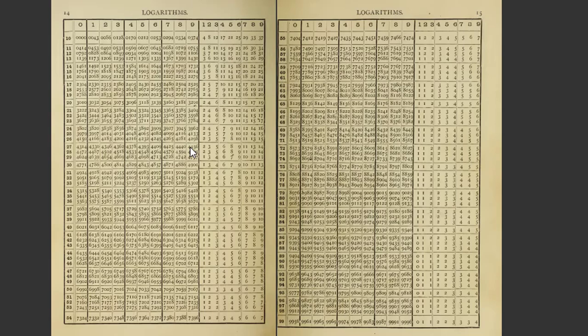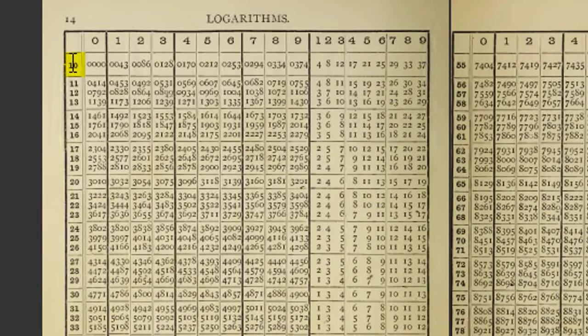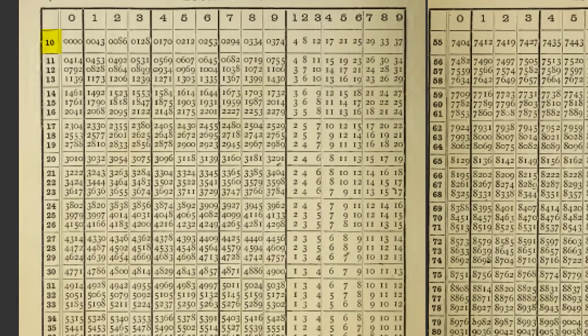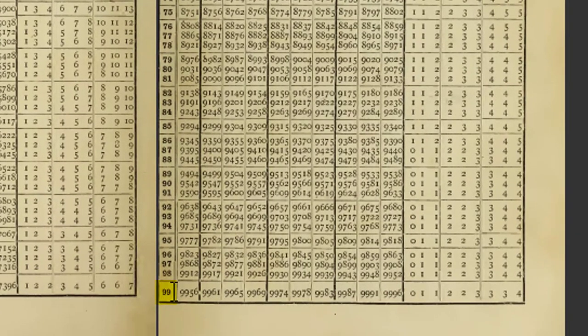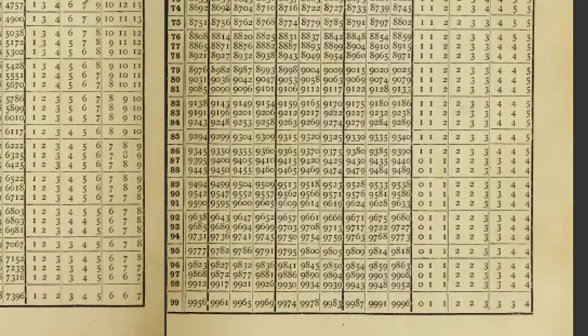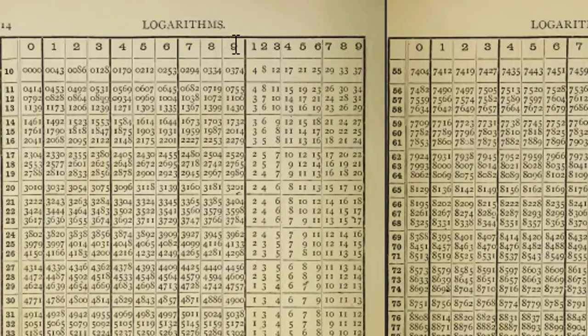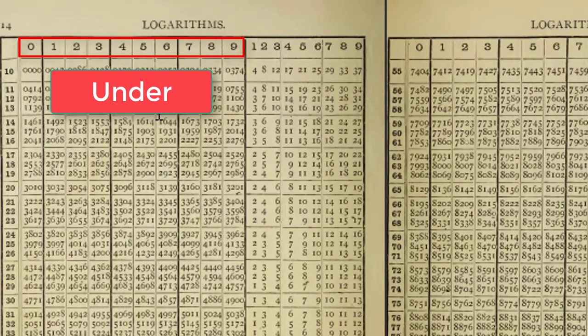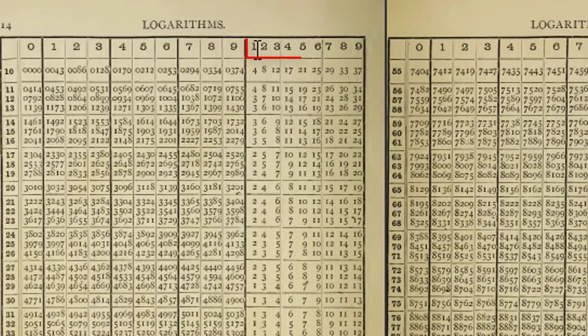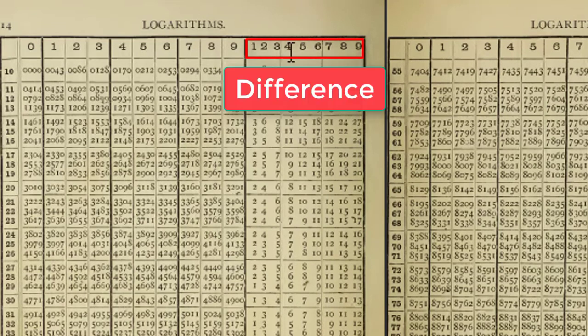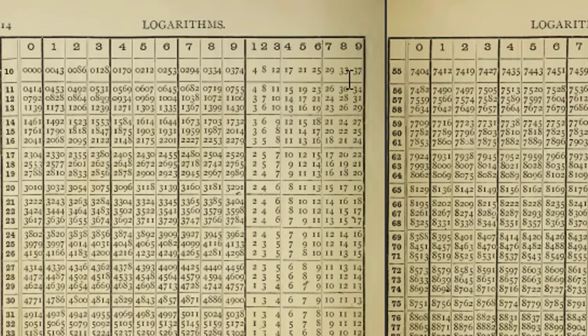Okay, we are at the logarithm now. First and foremost, if you look at the starting number in this logarithm table, it is 10, and the ending number is 99. Then from 0 to 9 is the under, and from 1 to 9, that's called the difference. So all these ones are difference.